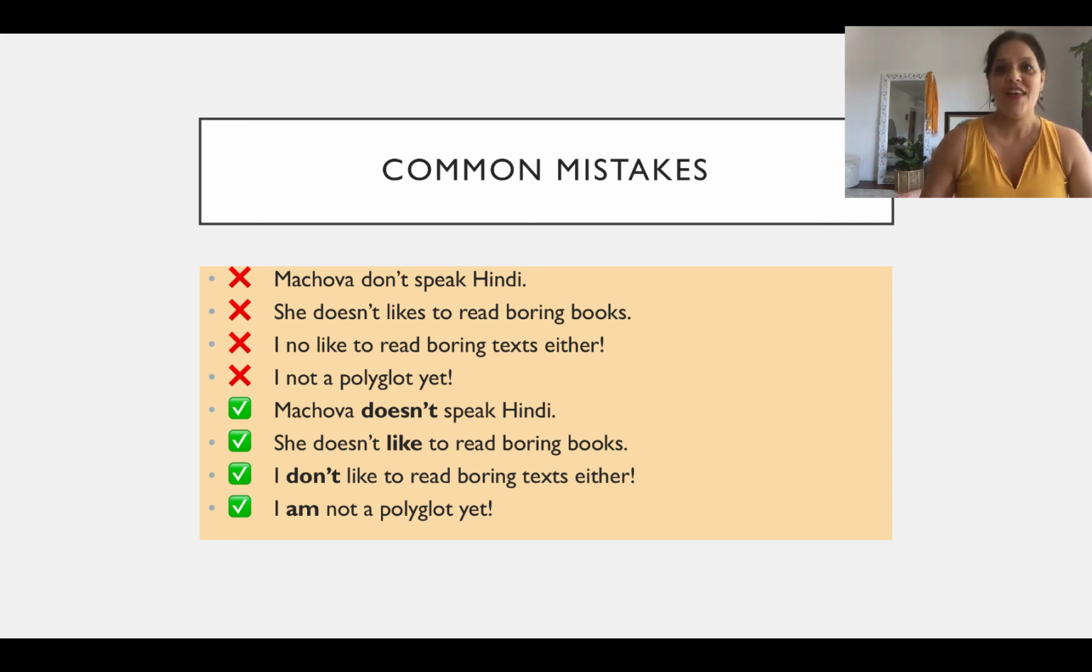So make sure that these mistakes that are very common, you're avoiding them. So if your subject is he or she or it, like Machova, make sure that your helping verb has the S on the end of it. In number 2, don't include an extra S in the main verb. The main verb should be in the base form. In number 3, make sure you include the helping verb and also use the negative marker not, no. And in the fourth sentence, don't forget the verb.